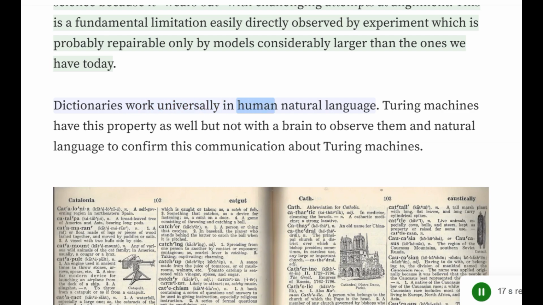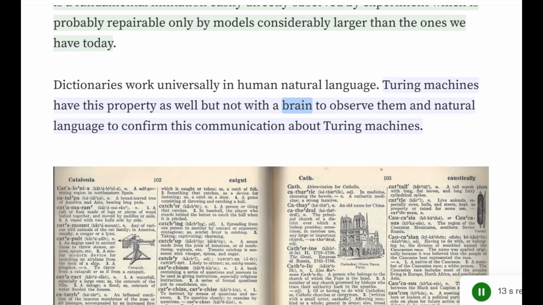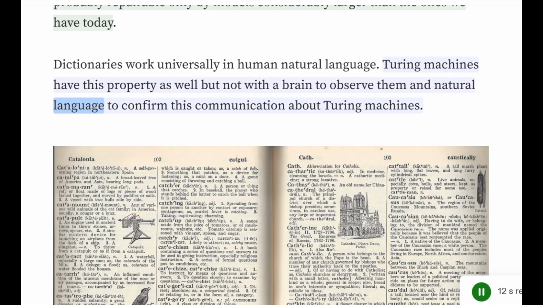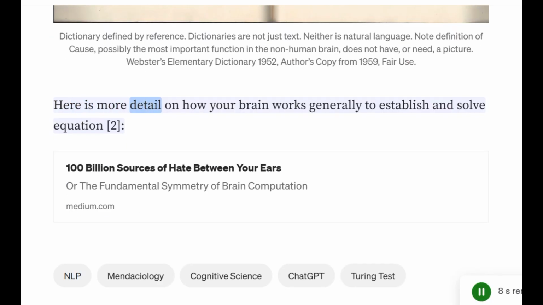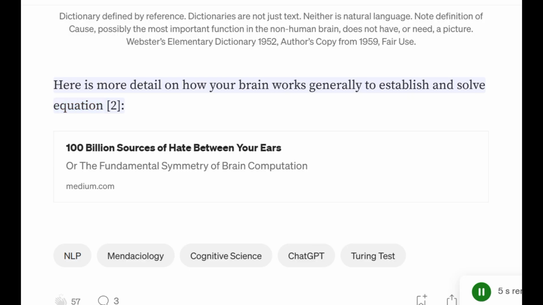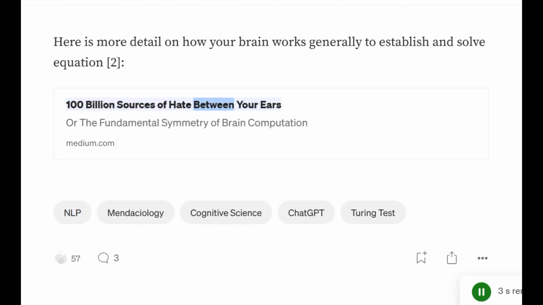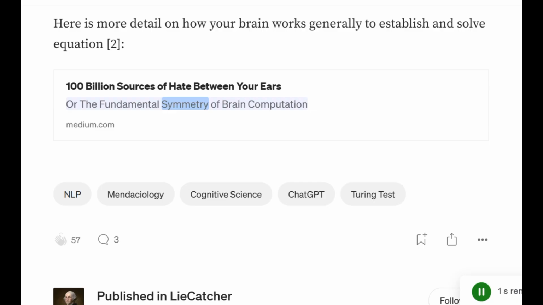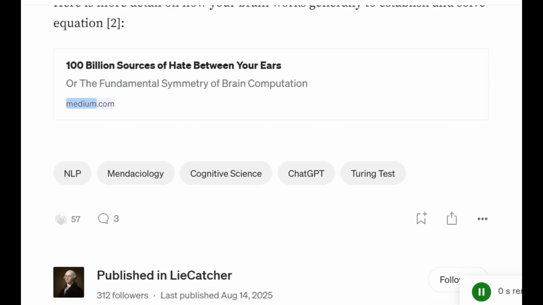Dictionaries work universally in human natural language. Turing machines have this property as well, but not with a brain to observe them, and natural language to confirm this communication about Turing machines. Here's more detail on how your brain works generally to establish and solve Equation 2: "100 Billion Sources of Hate Between Your Ears, or the Fundamental Symmetry of Brain Computation," Medium.com.